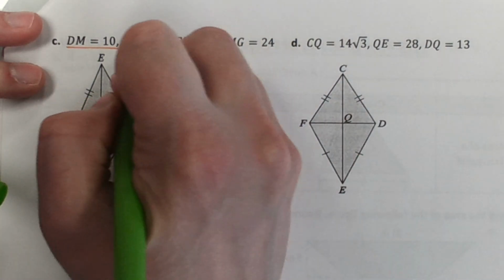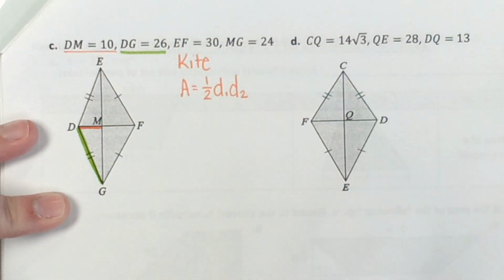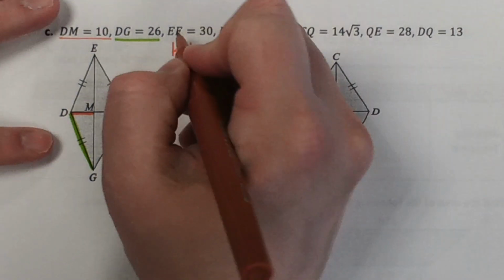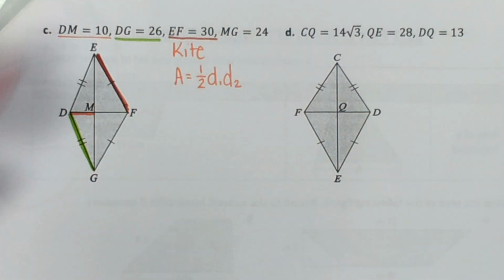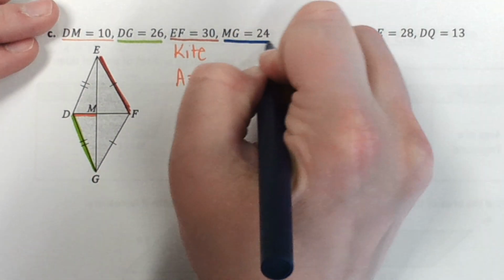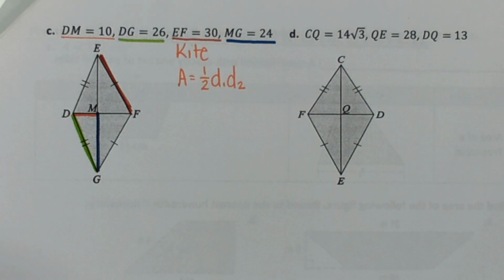Okay, next thing I was given is DG. That's this. Is that a diagonal? Definitely not. That's a side. The next thing I was given was EF. That's this. Is that a diagonal? Also no. Also a side. And the last thing I was given is MG. Is that a diagonal? No. It's part of one again. I'm not given a single diagonal.